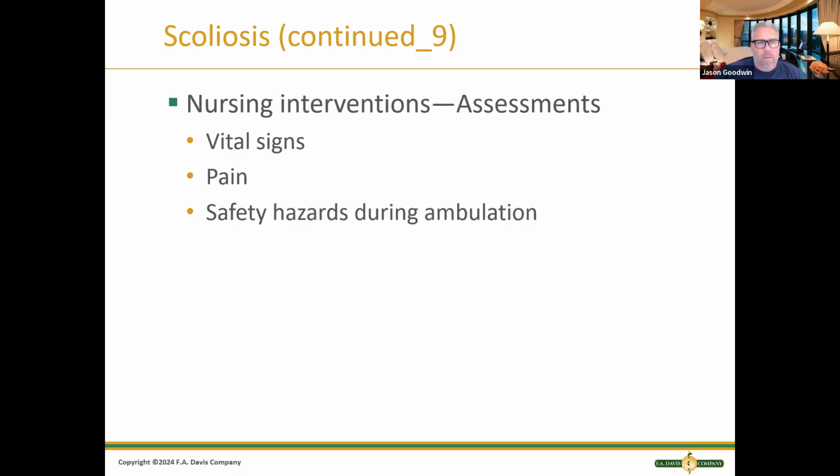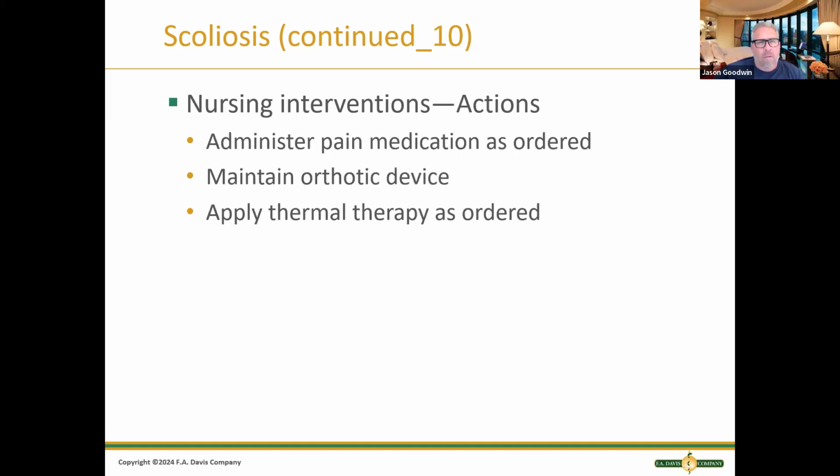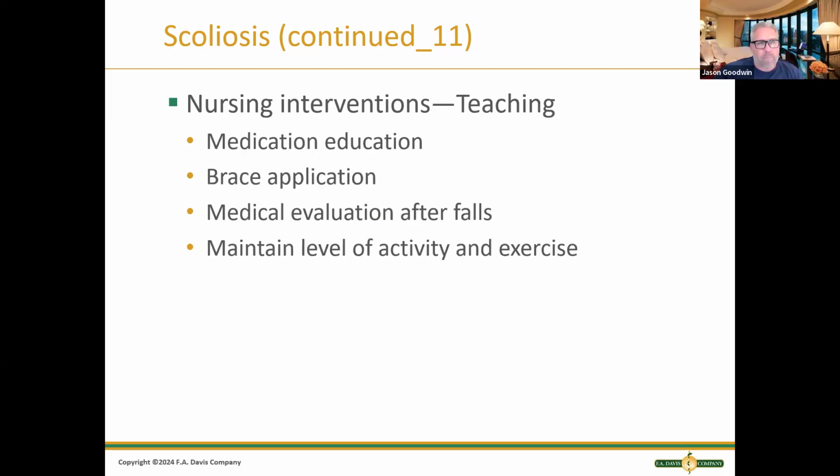Vital signs, pain, and safety assessment during ambulation, things like increasing transfer safety. The increased curvature of the spine can cause balance and gait disturbances. Other actions, you're going to get your pain medicine on board as quickly as possible. You're going to get them to use a device and help them through accepting that. And then cold and heat therapy as ordered can be helpful as well.